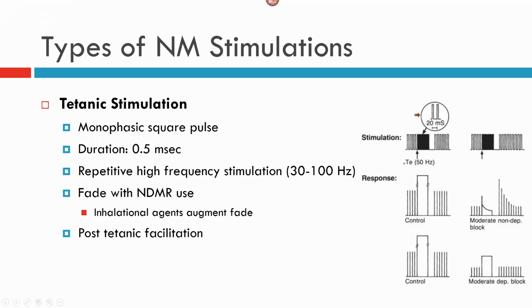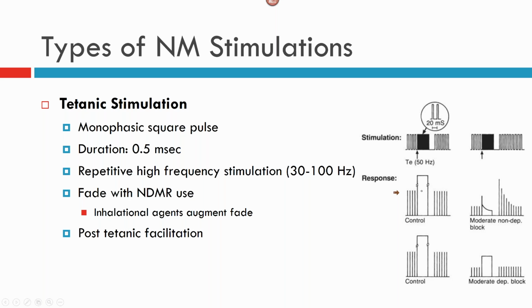So the first picture on the left side, we have stimulation. This is a 50 hertz stimulation. The black box is a 50 hertz stimulation. That means the distance between every stimulation is 20 milliseconds. It's a continuous stimulation.